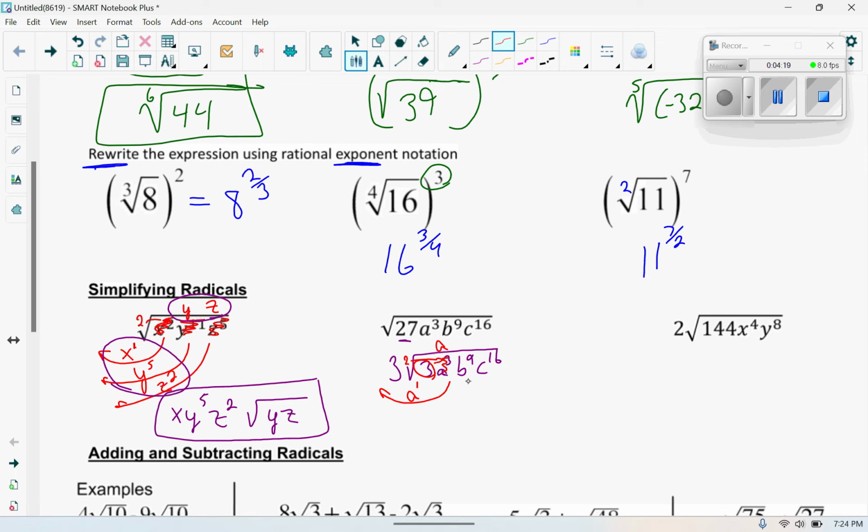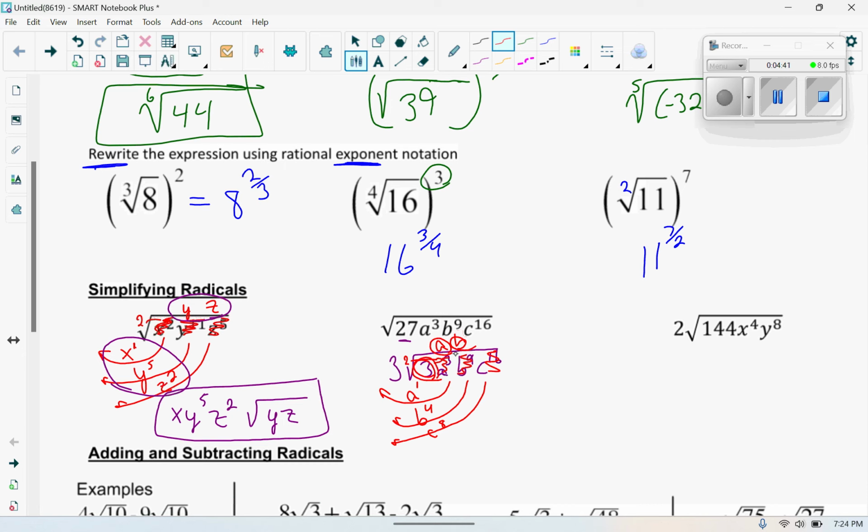Let's see, 2 goes into 9 4 times. So b to the 4th is going to come out. 2 times 4 is 8. So I have a leftover of b to get to 9. 2 times what is 16? So that is 8. So I'm going to have a c to the 8th power, and I have no leftovers.